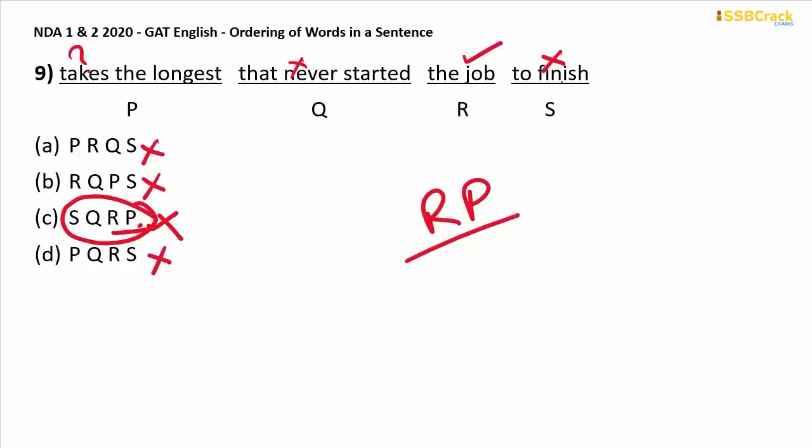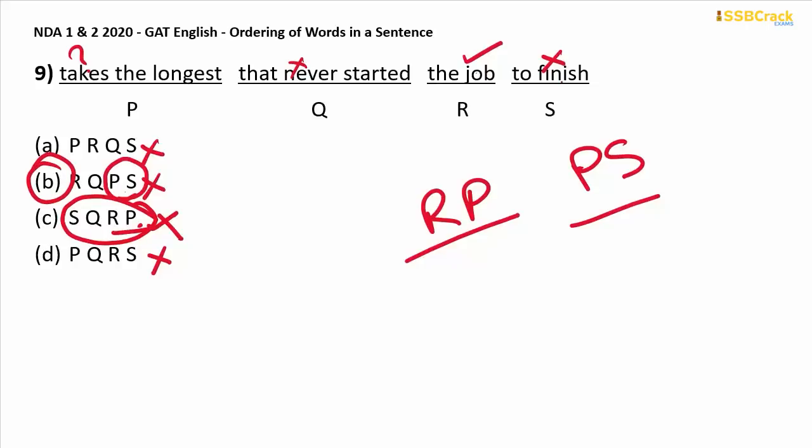So what can be the correct? It can be that the job that never started takes the longest to finish. So P will be followed by S. So you need to find out the PS combination now. See, PS combination is not there in A, but PS combination is there in B. It is not there in C also. It is not there in D also. So you need to find out and apply option B.